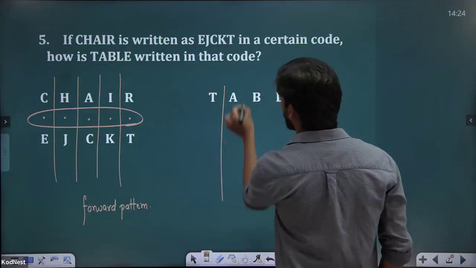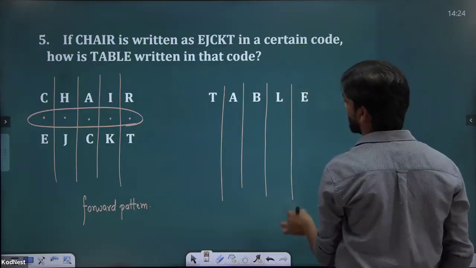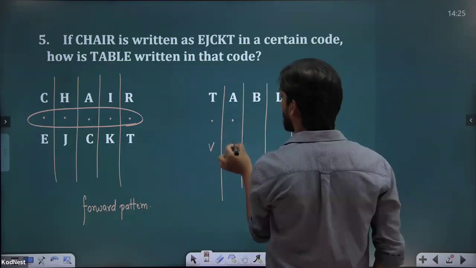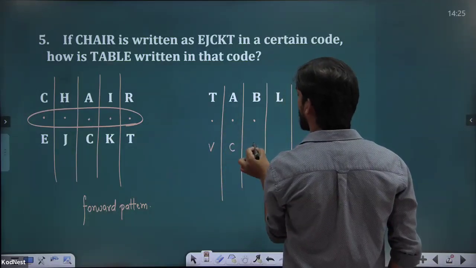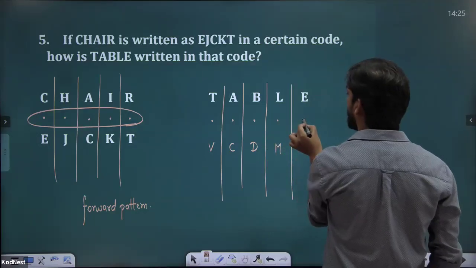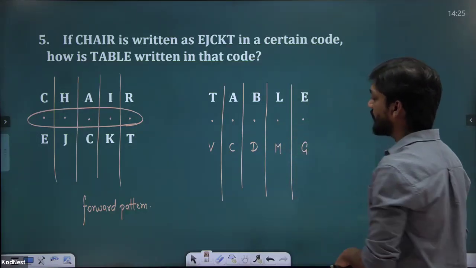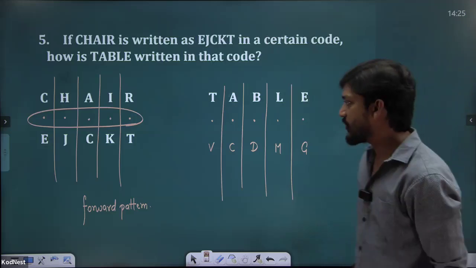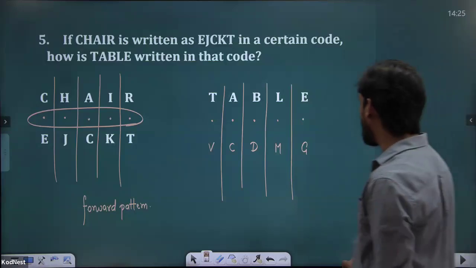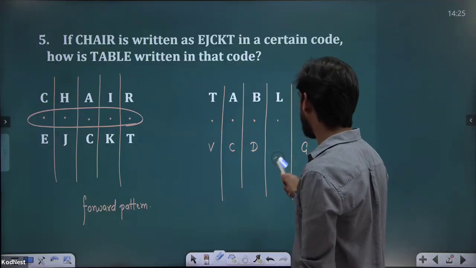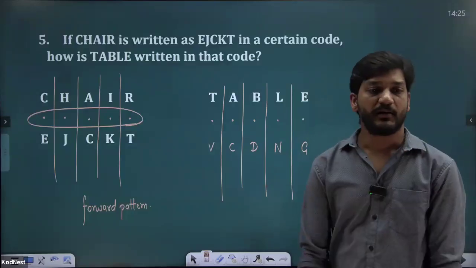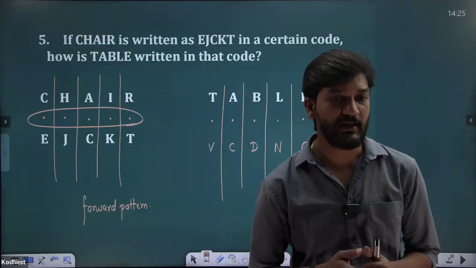Okay, let's apply here. So T, U, V, A, B, C, B, C, D, L, M, N, and E, F, G. So this becomes the code V, C, D, M, G. All right, for this. Okay, L, M, N. All right. So here also it was easy.